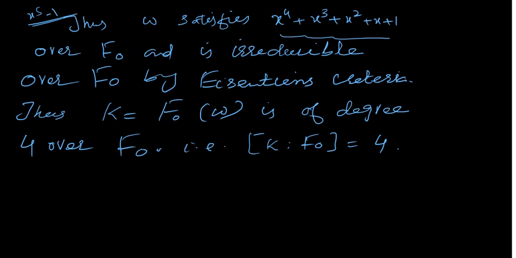So obviously this field is generated by omega and F naught, and since those automorphisms fix the elements of F naught, we just find the value of those automorphisms on omega only. Because if we find the value on omega, we can also find it on omega square, omega cube, and omega 4. So with their help we can find the value of that automorphism on every element of K, if we find its value on omega and it fixes F naught.